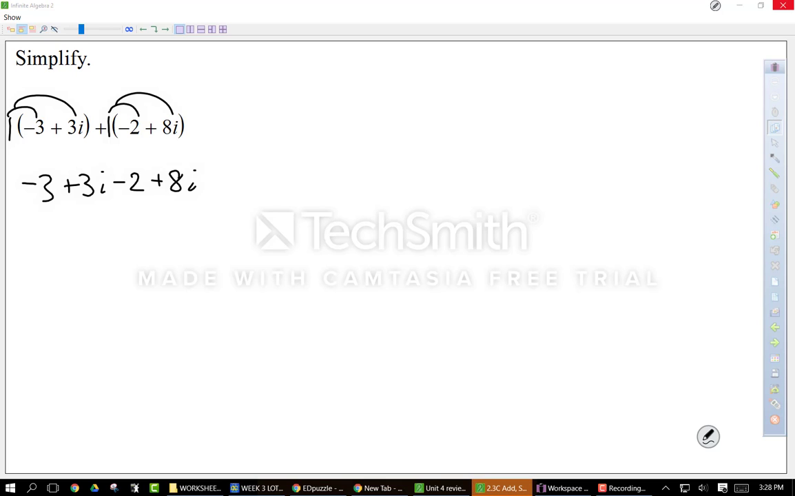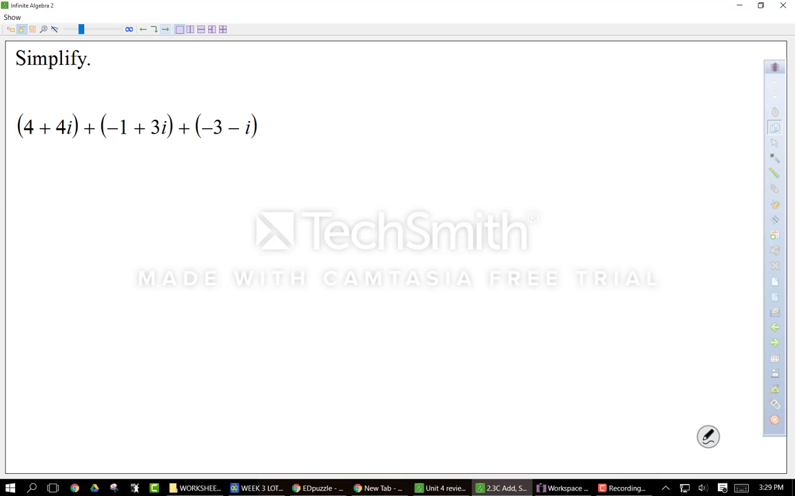Now, just like when you were simplifying expressions and combining like terms, the i's go together. And the numbers that are not i's, the real numbers, go together. So I can combine like terms. So that makes negative 5, and then 3 plus 8i is 11i. And that is your solution for this particular example.